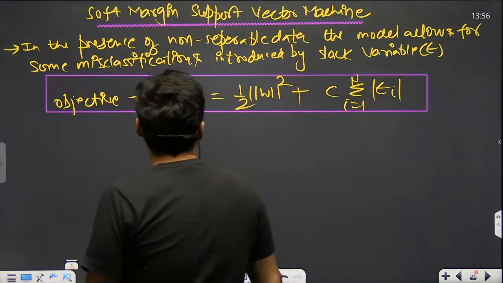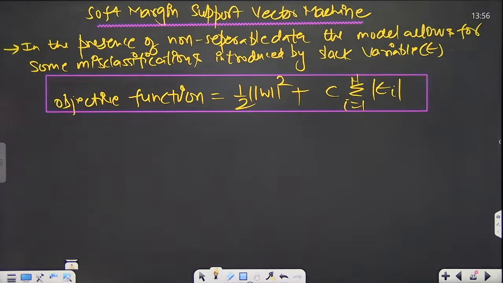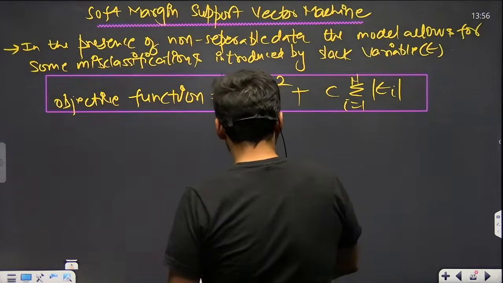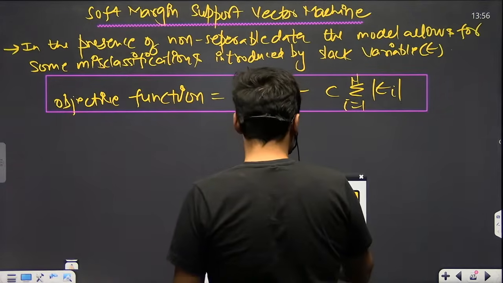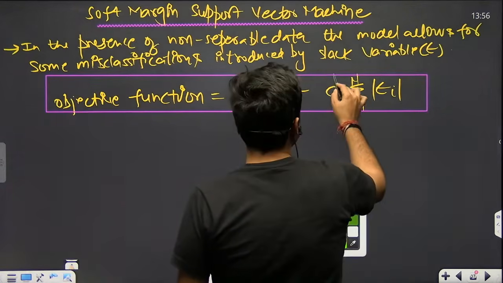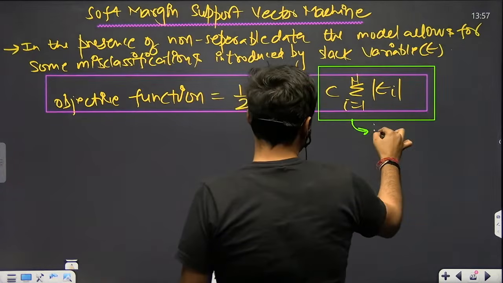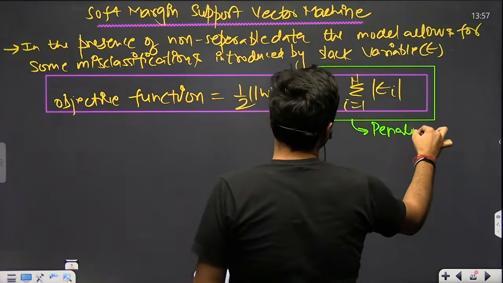Okay, so what is it? Half of the norm of the vector squared plus C times the sum from i equals 1 to n of the modulus of epsilon i. Okay, where what is epsilon i? I hope you remember. If you combine this whole term, I would say this is known as the penalty. इसको हम क्या बोलते हैं, इसको बोलते हैं penalty term.